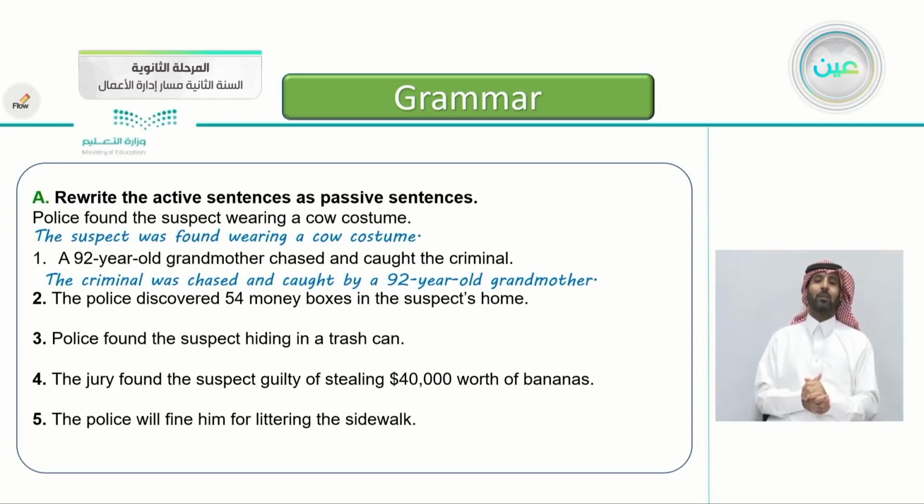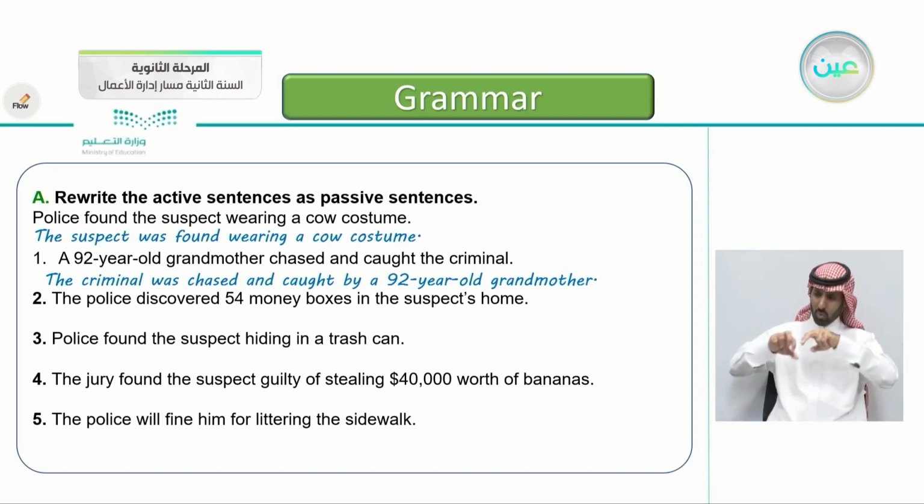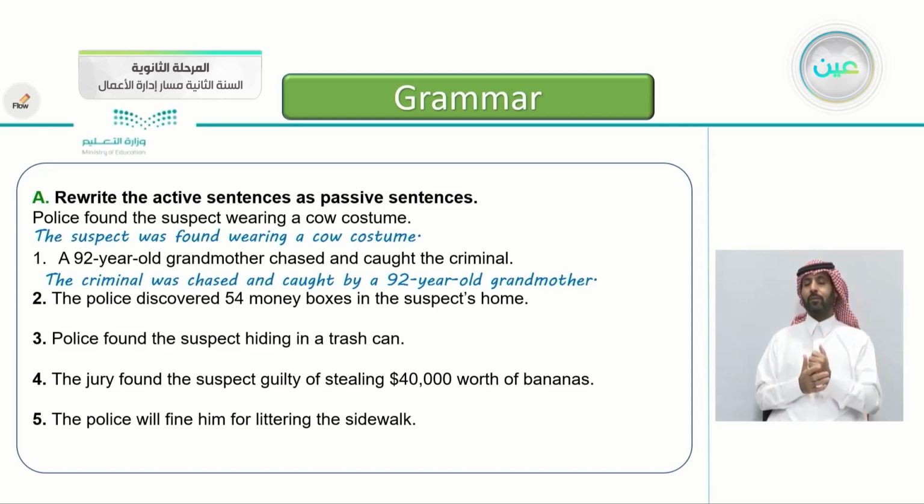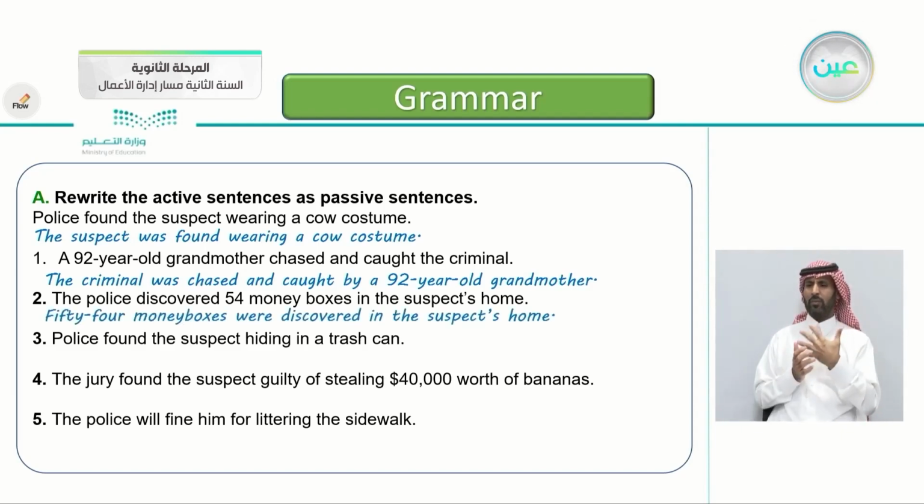Very good. The second one, the police discovered 54 money boxes in the suspect's home. Focus on the subject and the object and the verb. The police, again, discovered 54 money boxes in the suspect's home. Very good. 54 money boxes. The object goes to the subject place: 54 money boxes were discovered in the suspect's home. If you want to add by the police, that's also correct.